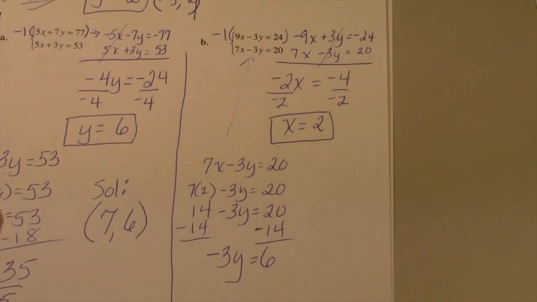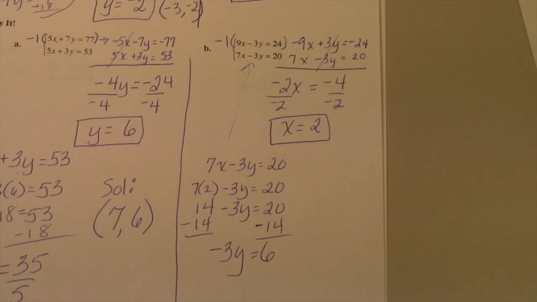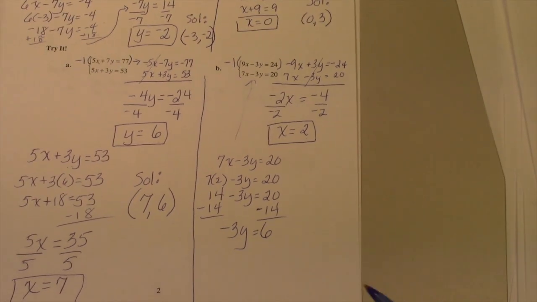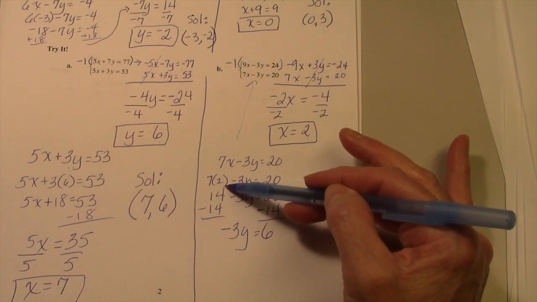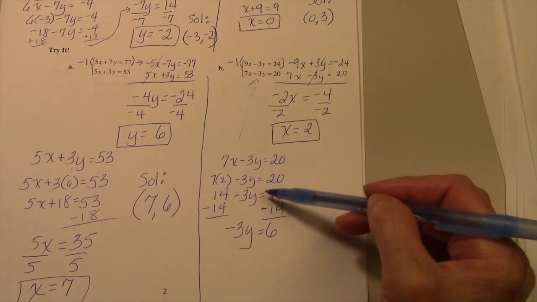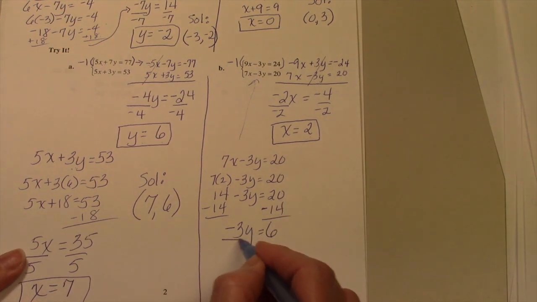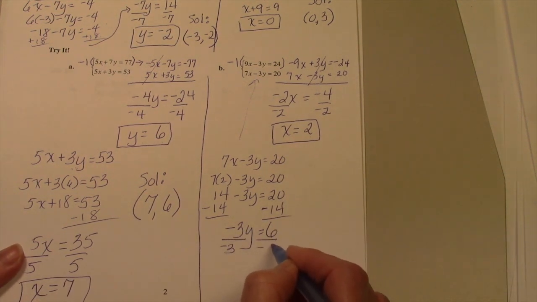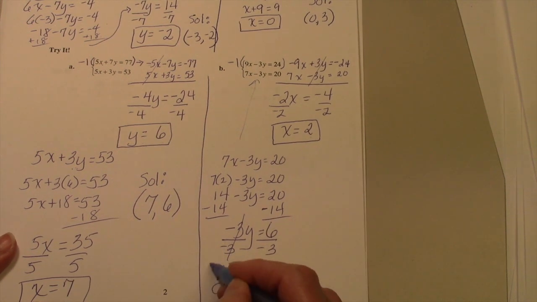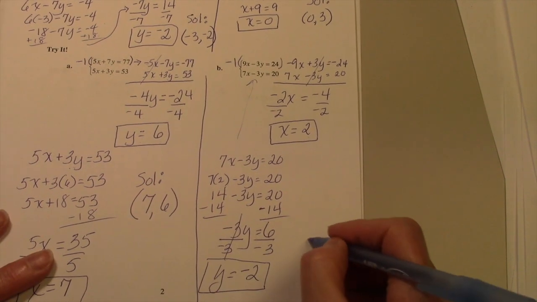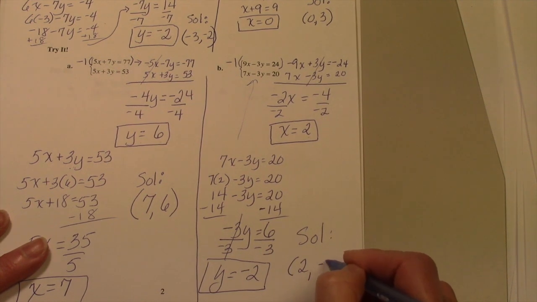Oh my goodness, I'm sorry. This is what happens when I zoom in. Oops. Okay, so I copied that equation, substituted x is 2, working it out, right? Move the 14, get 6. Last step, divide by negative 3, right? So y equals negative 2. So the solution here is 2 comma negative 2.